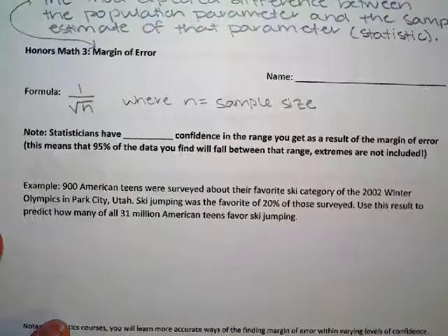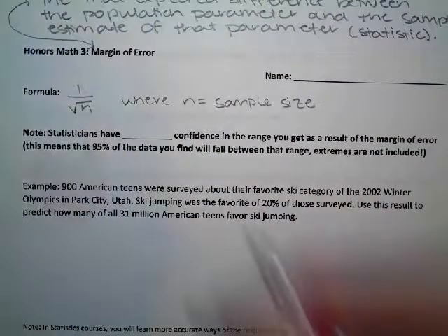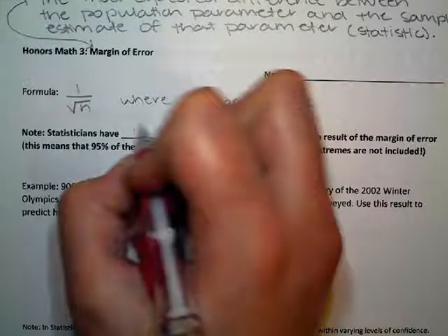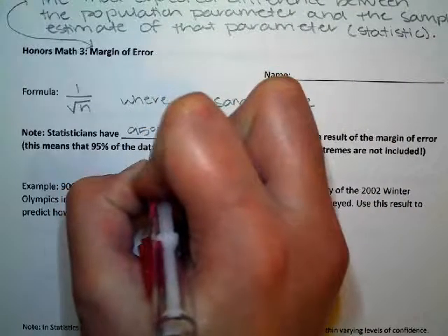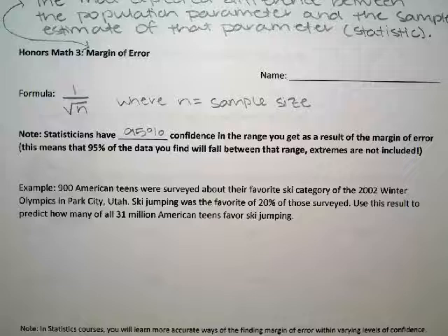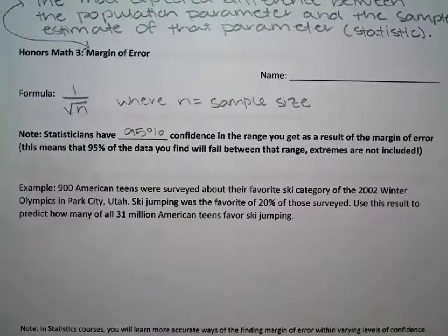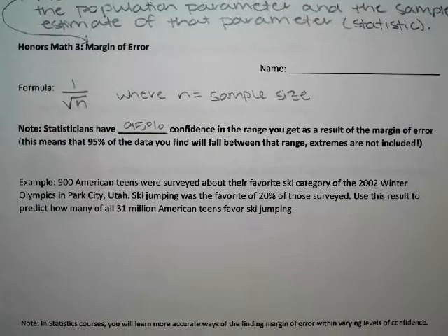And just a note is that statisticians have 95% confidence in the range that you get as a result of the margin of error, which means that 95% of the data that you find will fall between that range. So when you get the margin of error, it's going to fall between a range of numbers, and they have 95% confidence that the data will fall between that range. And this does not include extremes.